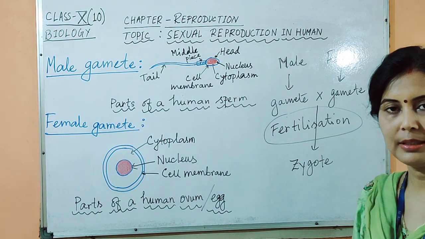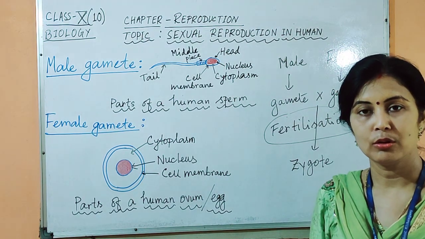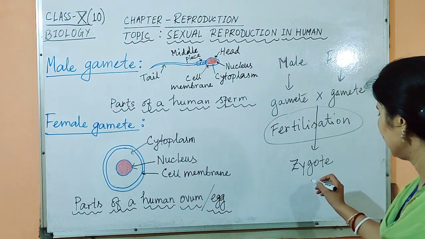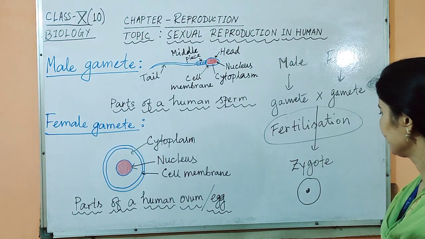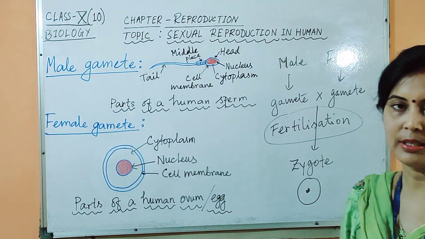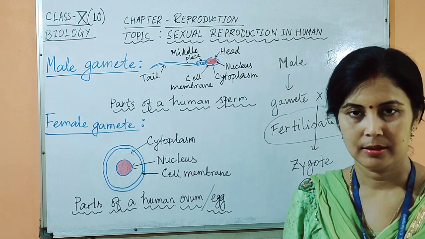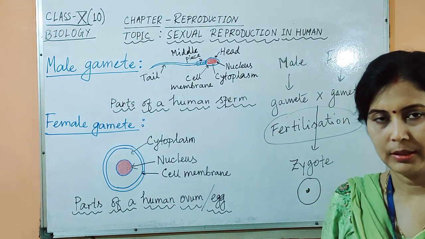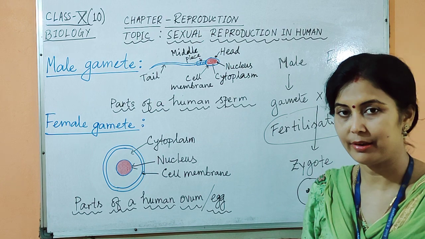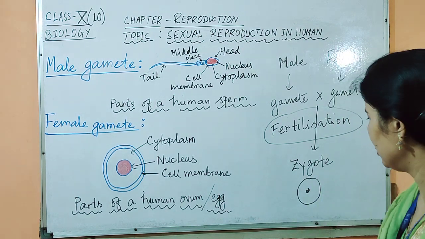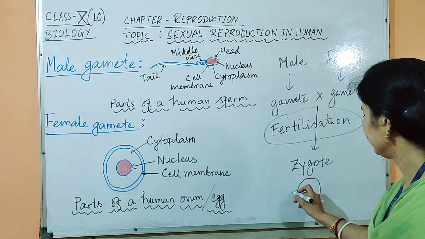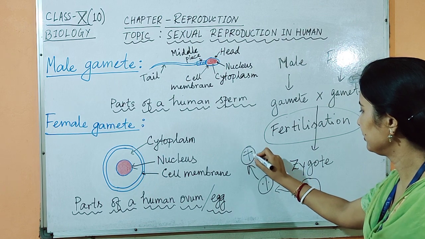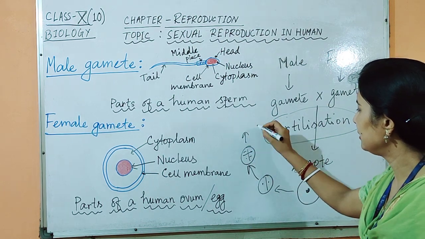Fusion of male and female gamete, that is fertilization, results in the formation of a new cell called the zygote. The new single cell, that is the zygote. Hence, the zygote is the first cell in the life of an animal, because this zygote redivides many times.